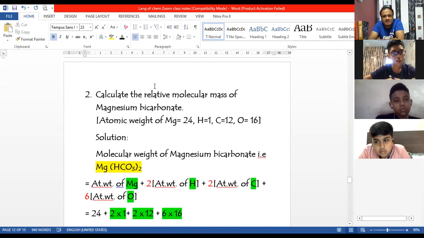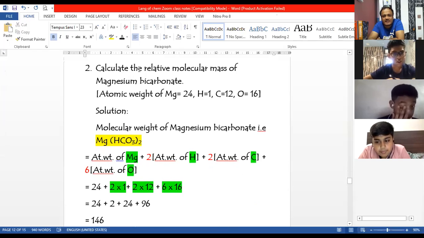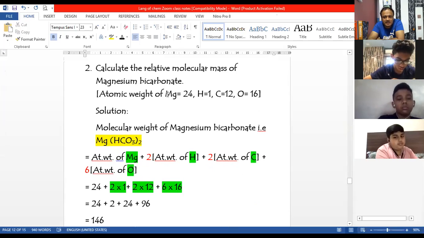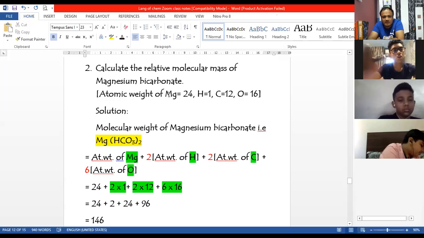So the second question is: calculate the relative molecular mass of magnesium bicarbonate. So you need to know the formula of magnesium bicarbonate. You can write it down. You can solve it on your own later also. You can take a pic, or a screenshot, or whatever is easy for you. But I'll be giving you more questions. This is just for practice, I am saying.